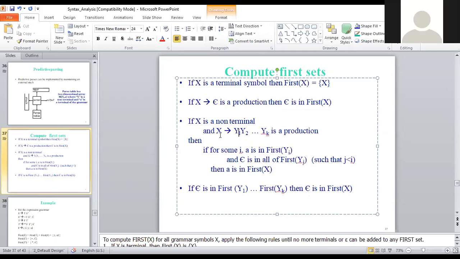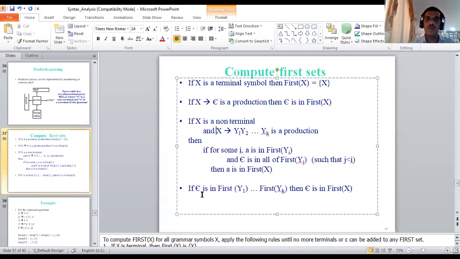Understood, sir. Now, if you have y1, y2, y3 up to yk, then if for some i, a is in first of yi and epsilon is in first of all yj such that j is less than i, then a is in first of x. It means that if my first of yi has got a as the first character, then my first of x also becomes a.